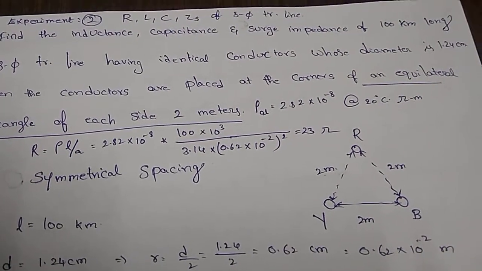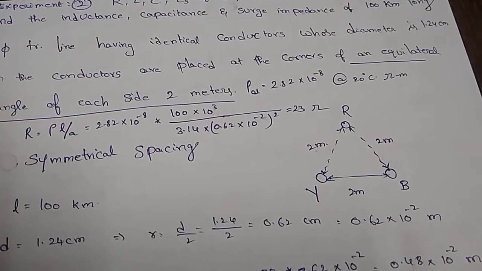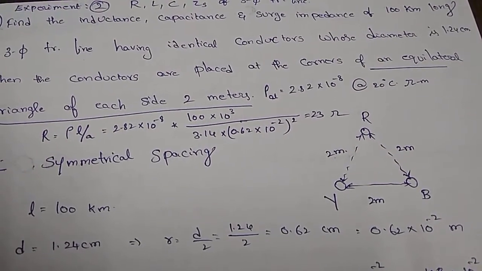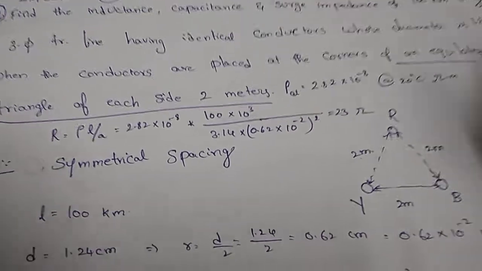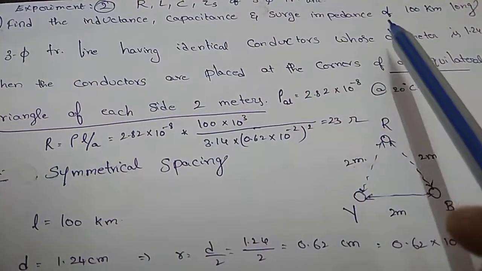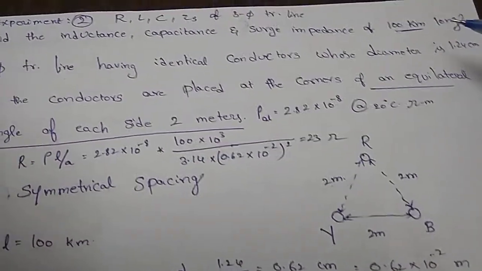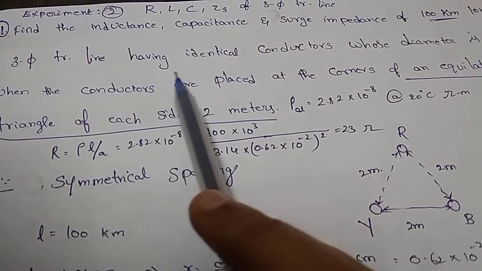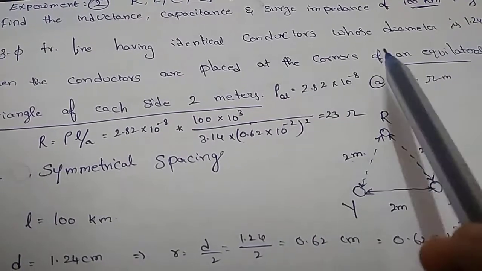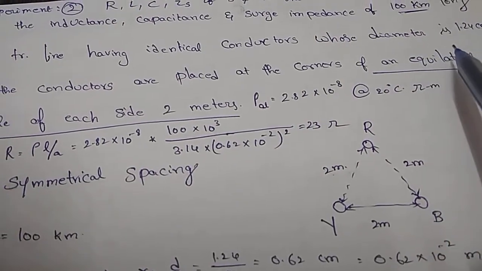So already we know that in three-phase transmission line we are having the symmetrical and unsymmetrical formats. So we are cross-checking that one with a problem. Here I am considering a problem to find out the resistance, inductance, capacitance and surge impedance of a 100 kilometers long three-phase transmission line, which is having identical conductors. That means all the conductors are having the same diameter.